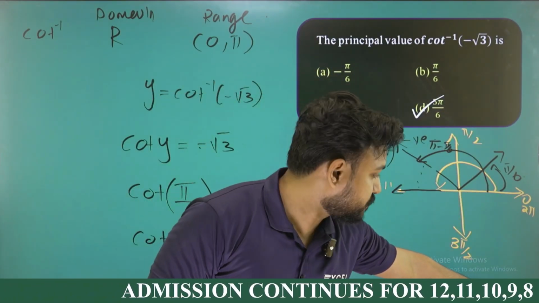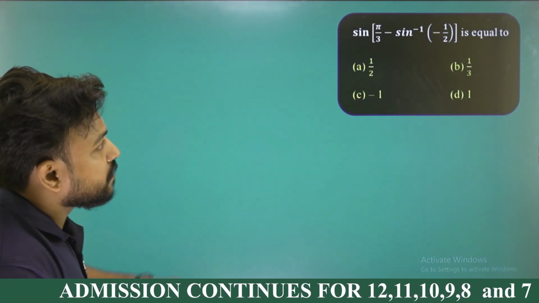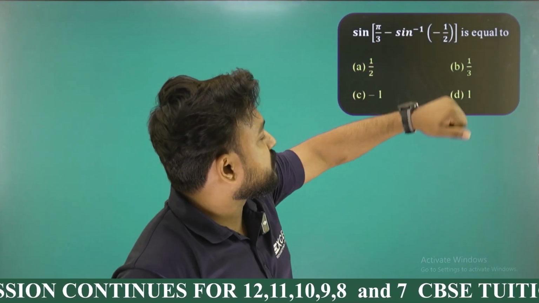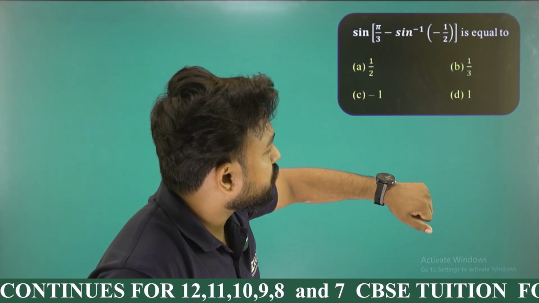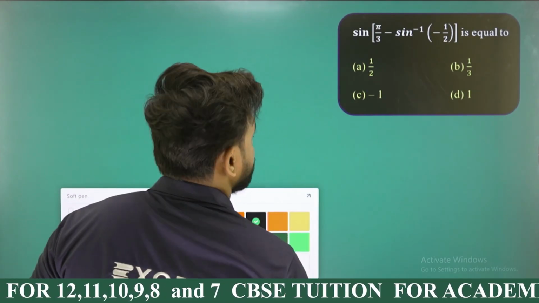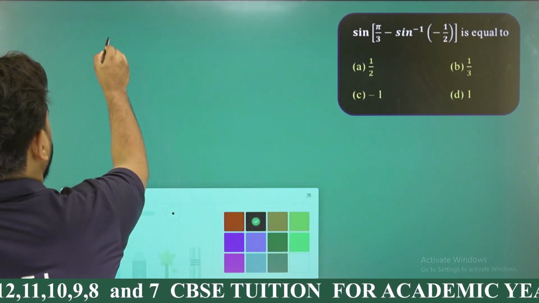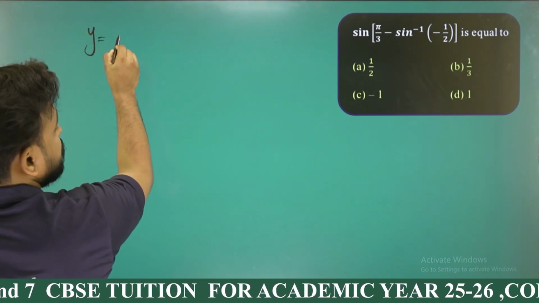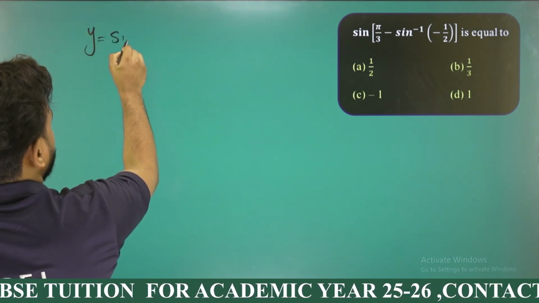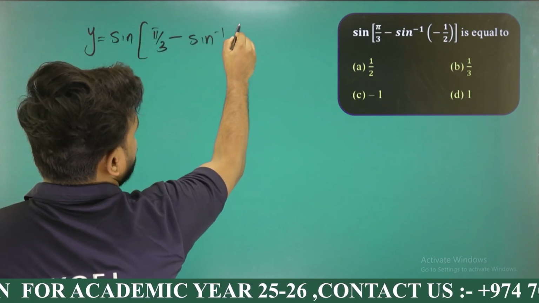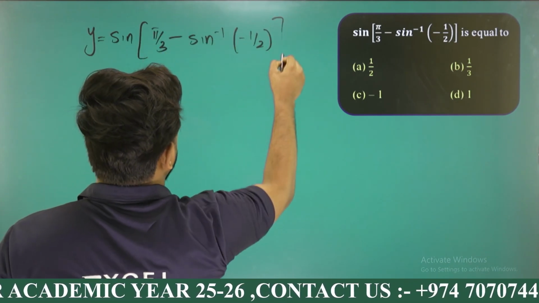Next question. Listen. Sine of pi minus sine inverse minus 1 by 2 is equal to. So we need to find the value of that. That's it. Find the value of that. Okay. y is equal to, the question is sine of pi by 3 minus sine inverse of minus 1 by 2.